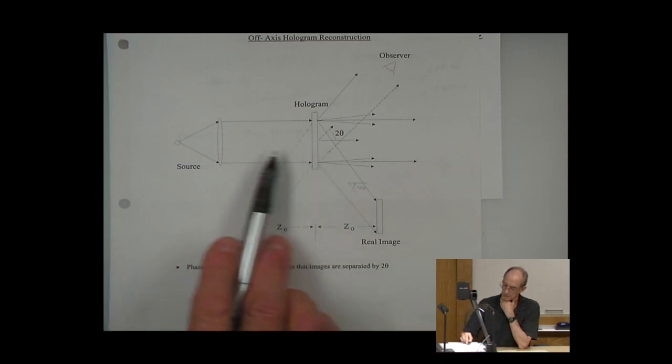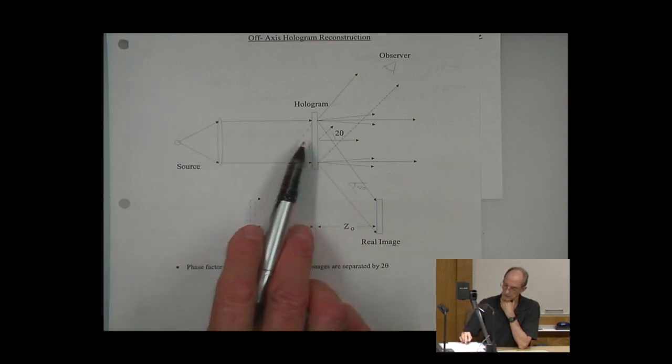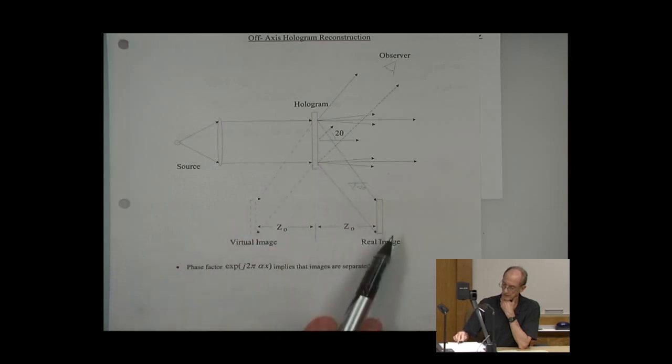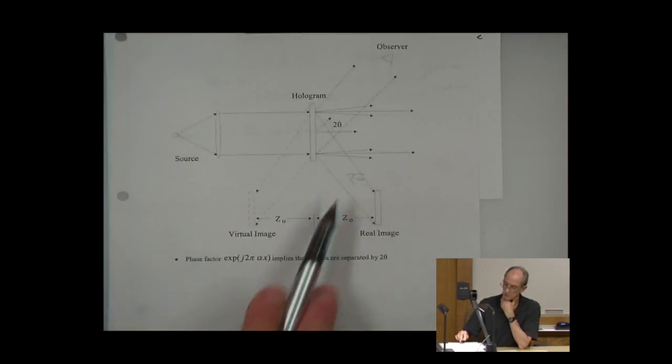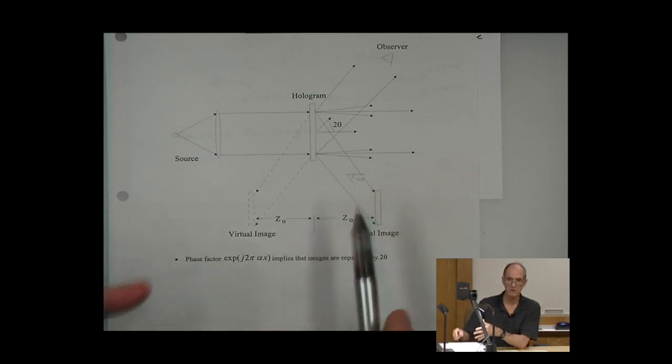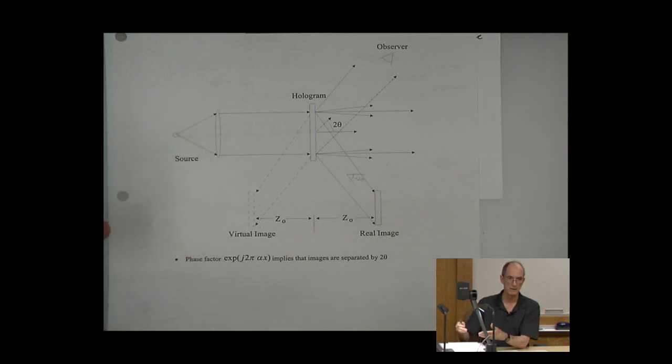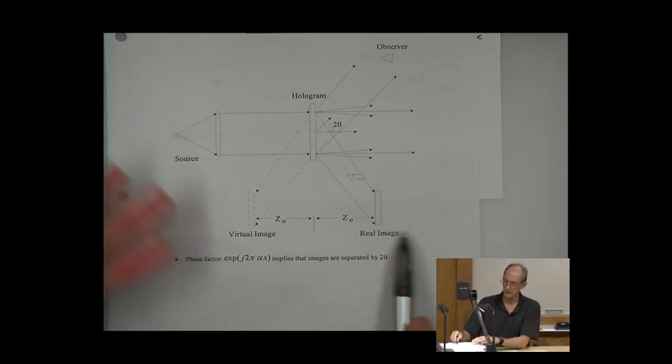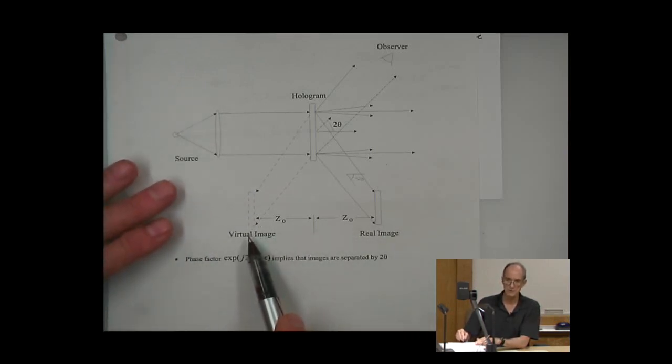And similarly, reconstructing it again with this wave here, we're going to get another wave out here, which is going to converge to what looks like a real image. Now, in actuality, this one will probably not be a very good image, but we will get some light converging there. But for now, we can say that we'll get a real image and a virtual image when we reconstruct this.